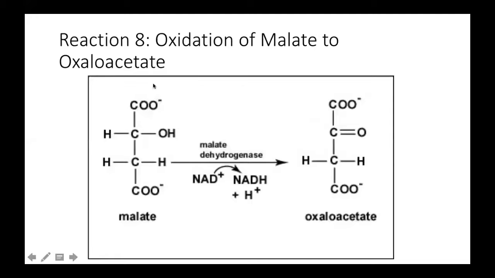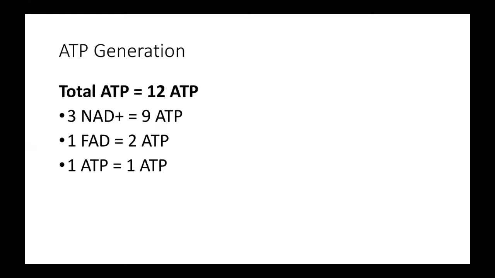And finally is the oxidation of malate to oxaloacetate, whereby malate is oxidized to regenerate oxaloacetate, and NAD+ is reduced to become NADH. Thus, the cycle can be repeated again using oxaloacetate from the first reaction. The overall ATP generation is 12 ATP.